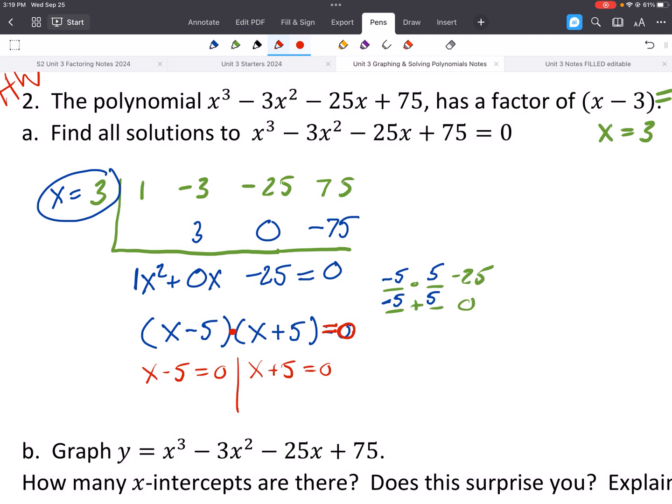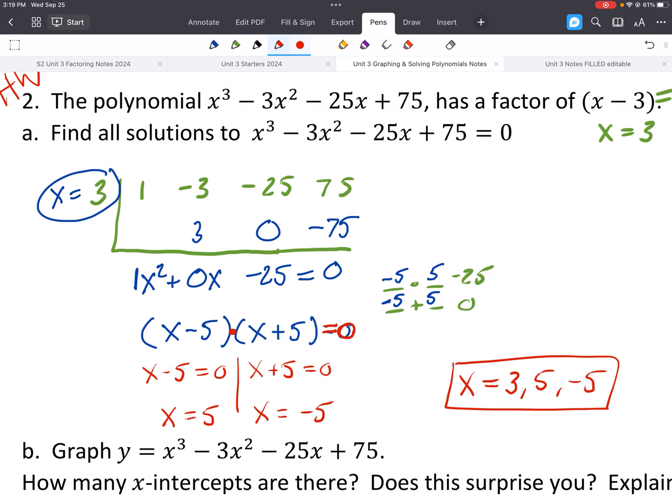Then we could solve by adding or subtracting 5, and we'd end up getting x equals 5 or x equals -5. So now we have all 3 solutions: we'd have 3 from here, and then we'd have the 5 and the -5. That's basically what we're going to be covering.